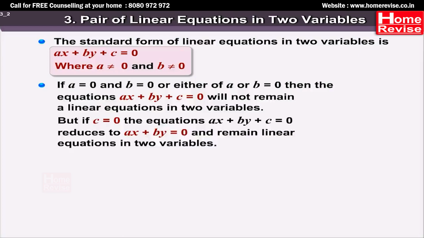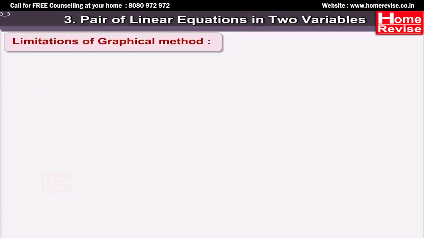But if c is equal to 0, the equation ax plus by plus c is equal to 0 reduces to ax plus by is equal to 0, and remains a linear equation in two variables. Now let us find out the limitations of graphical method.